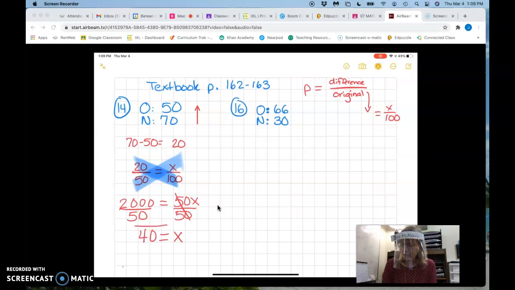And the answer is 40. So it's a 40% increase. Remember, we already said at the beginning that it was an increase. So 40% increase.